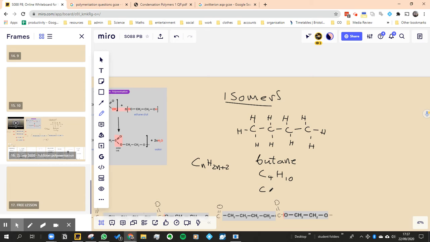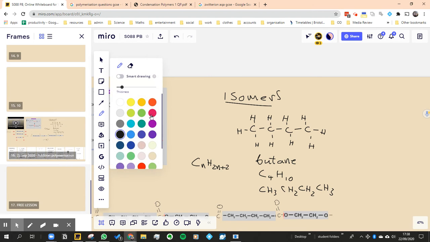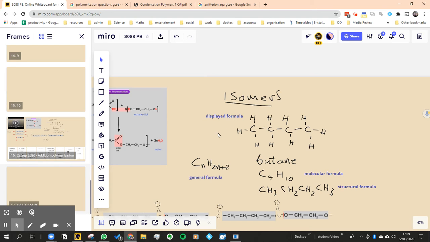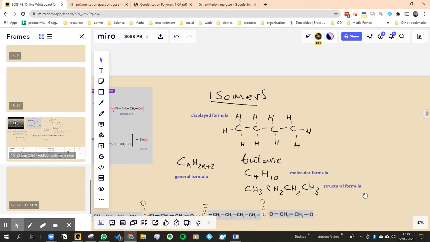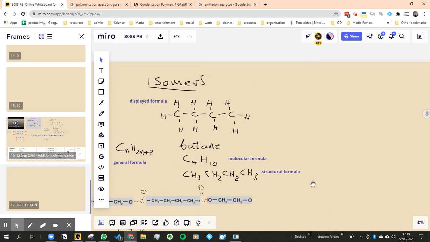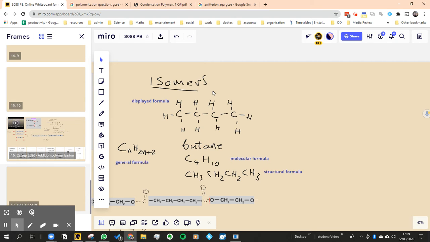So what I do now is I go down the spine of the molecule. I look at each carbon and I ask what is on that carbon. There are 3 hydrogens on the first carbon. What about the second carbon? There are 2 hydrogens. The third carbon, also 2 hydrogens. And the fourth carbon, 3 hydrogens. So let's just name these types of formula. Okay, so there we go. That's the displayed formula, this is the general formula, this is the molecular formula, and this is the structural formula.